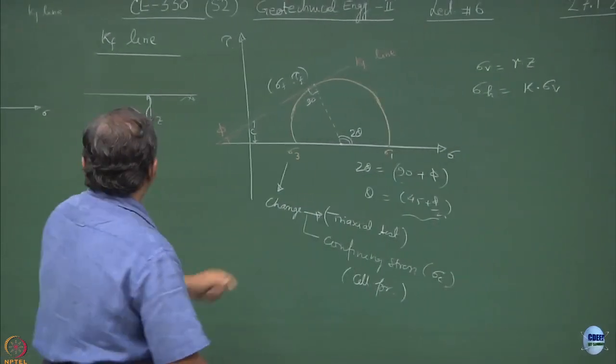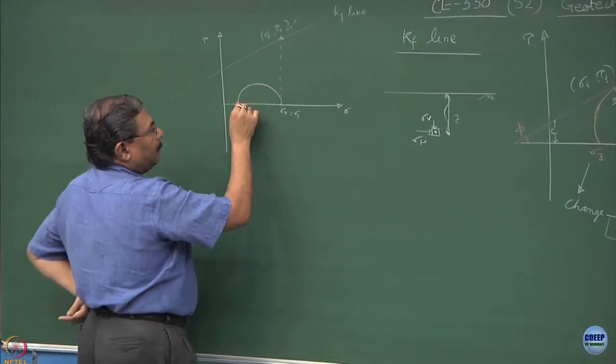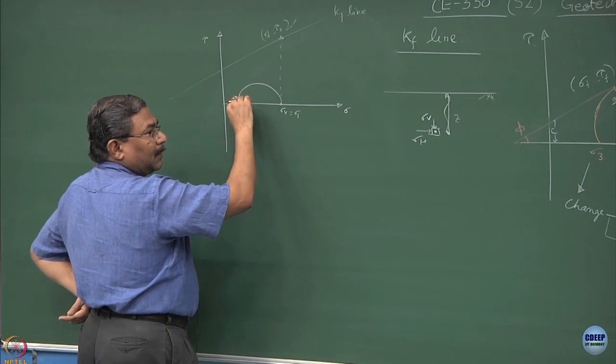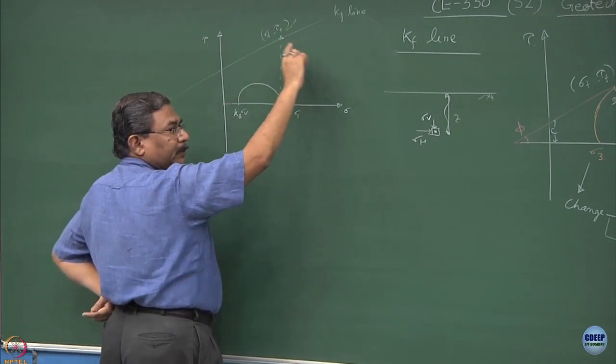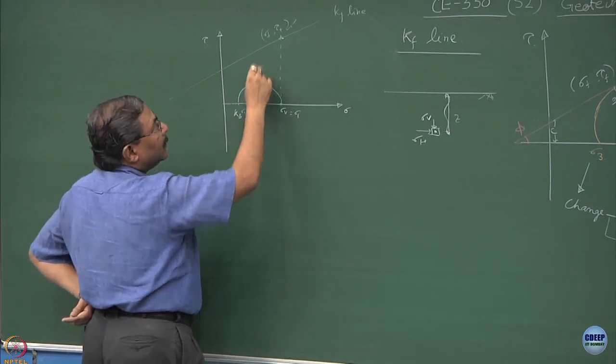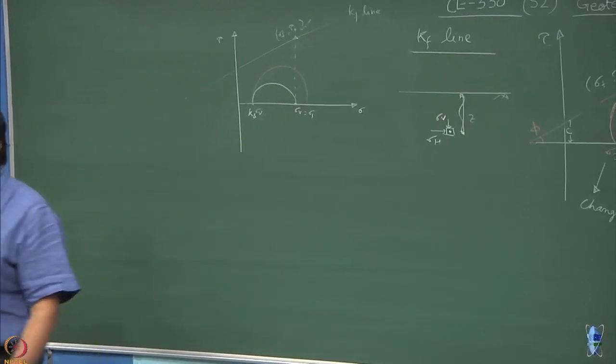What I have discussed right now can be depicted in this form. If I start by keeping sigma 3 constant, what will I have to do? I'll have to keep on changing sigma 1 to achieve the failure. Look at this. Is this correct?